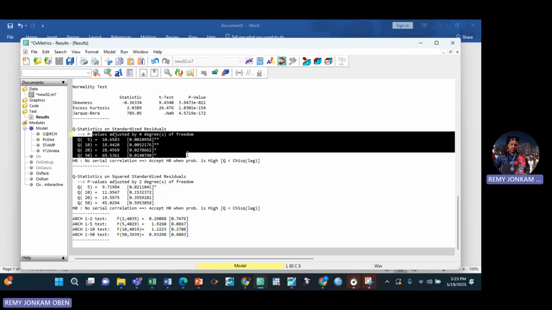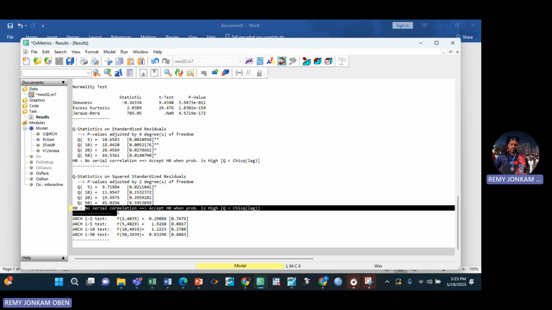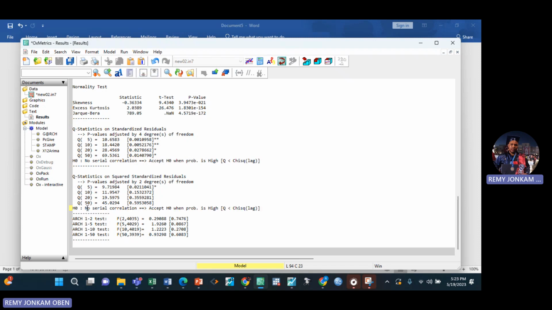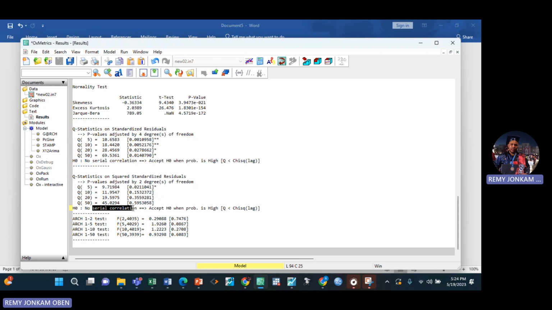But that's not our interest. We are interested in whether it has solved the serial correlation problem in the volatility series. So we check the one for squared standardized residuals. So if you check for 50 lags, you discover that the probability value is greater than 5%. That's 0.5959. It's greater than 5%, which means you fail to reject. So you fail to reject the null. And what is the null? The null is telling us that there is no serial correlation in the volatility series. So if you fail to reject the null, it means there is no serial correlation. So by modeling it with the GARCH model, we have solved that problem of serial correlation, which is actually good for us. Now let's check the ARCH test.